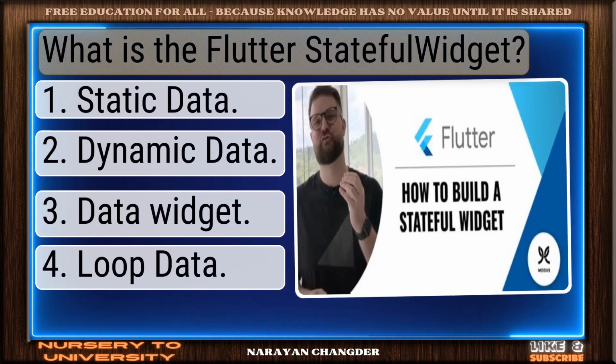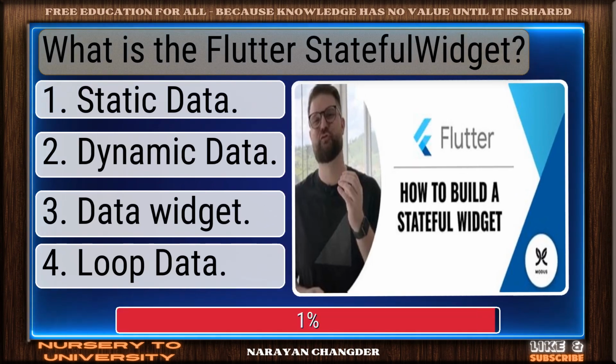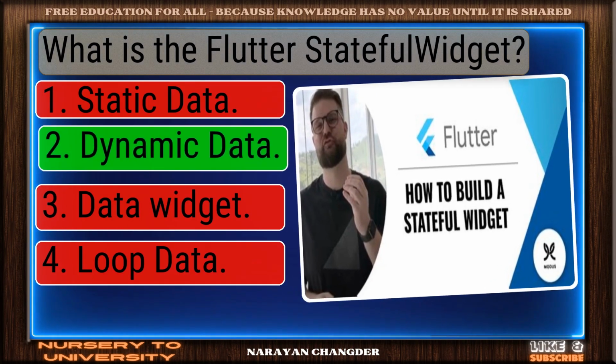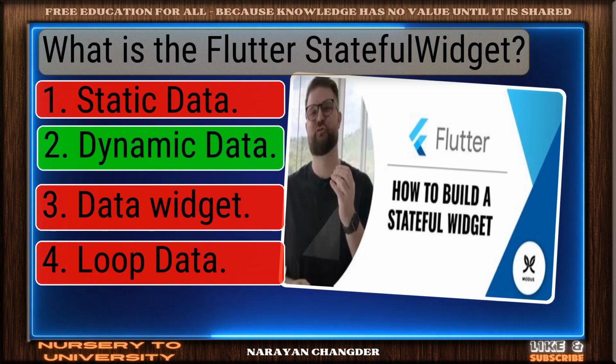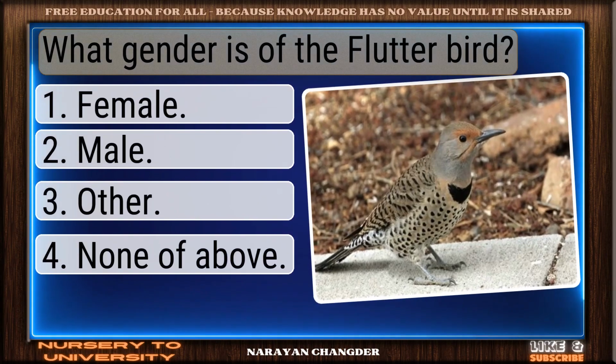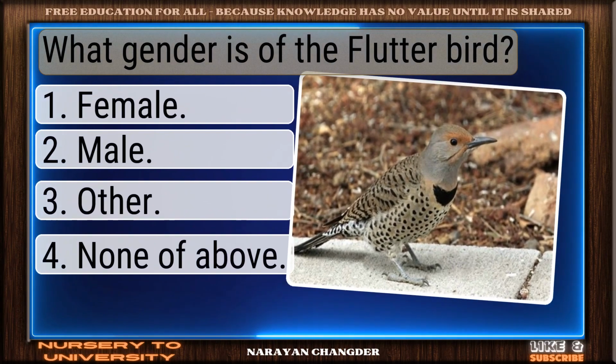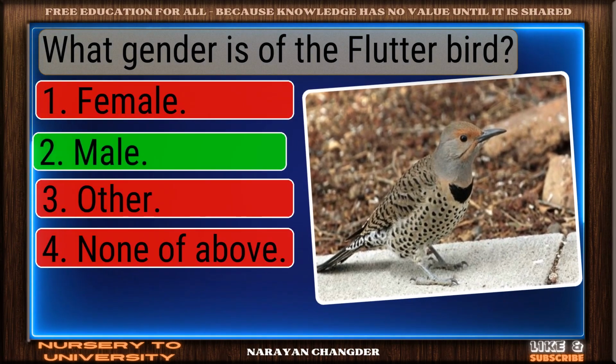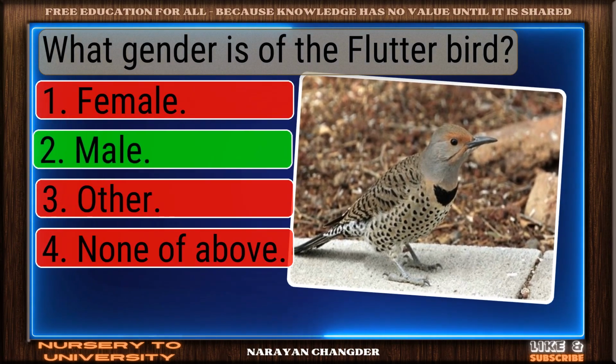Question number 51. What is the Flutter stateful widget? Nice selection. Dynamic data is the correct and valid answer. Question number 52. What gender is of the Flutter bird? Exactly. Male makes sense and it is right choice.